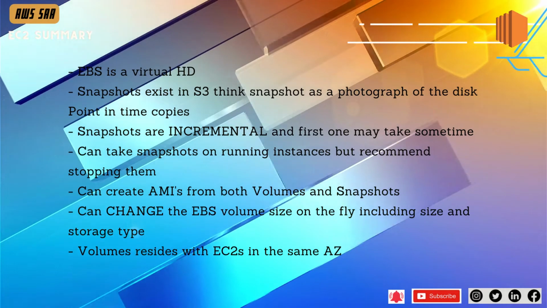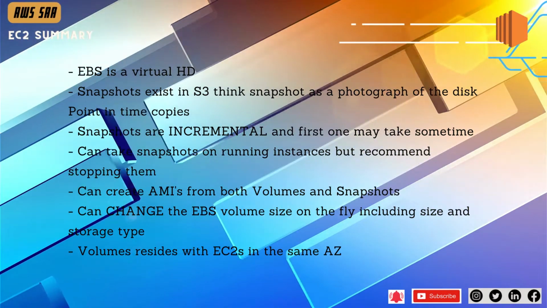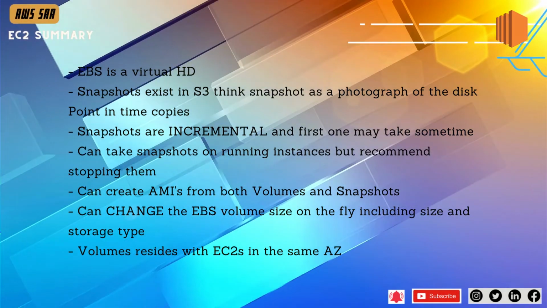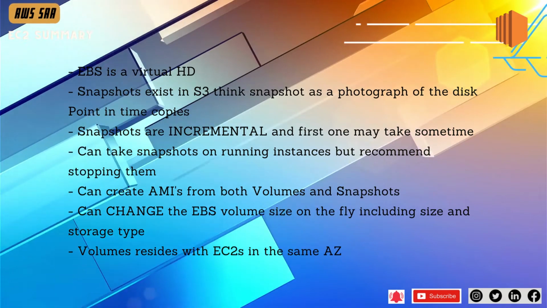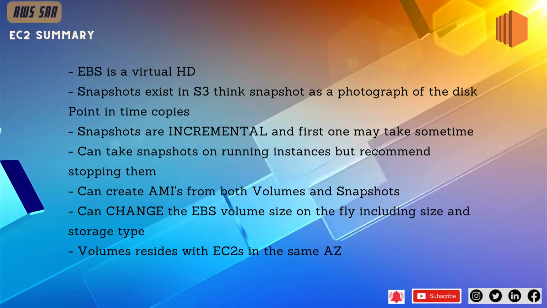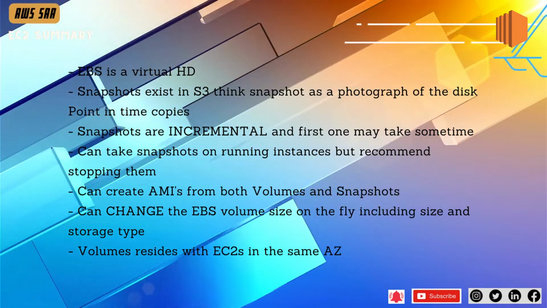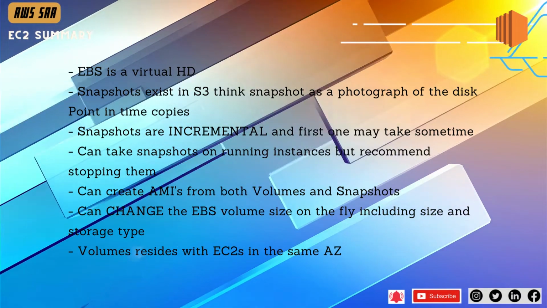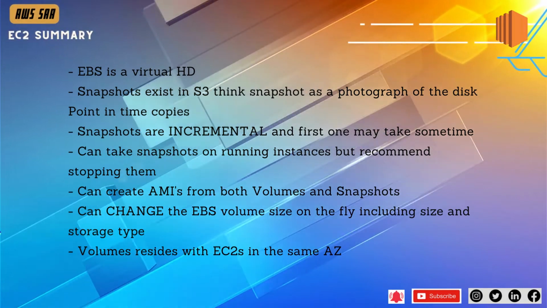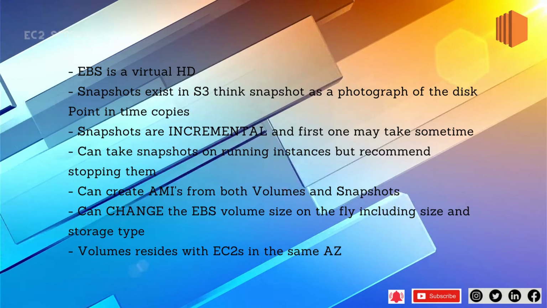EBS is a virtual hard drive. Snapshots exist in S3. Think of snapshots as a photograph of a disk, point-in-time copies. Snapshots are incremental, and the first one may take some time. You can take snapshots on running instances, but it is recommended to stop them. You can create AMIs from both volumes and snapshots, and can change the EBS volume size on the fly, including the size and the storage type. Volumes reside with EC2s in the same AZ.